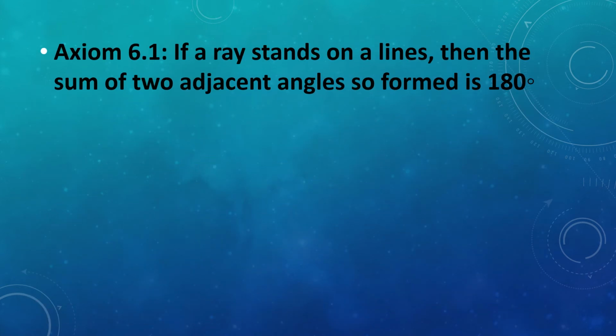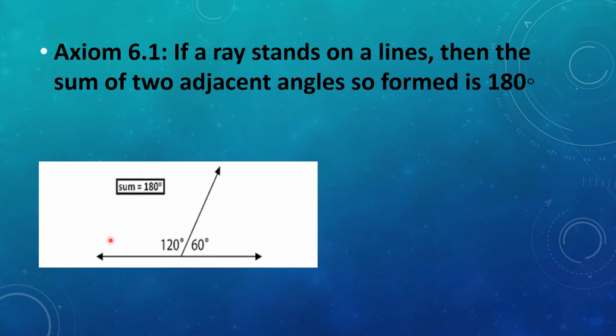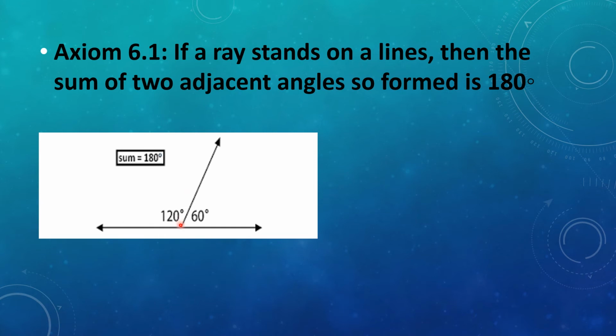Now let's study axiom 1. If a ray stands on a line, then the sum of two adjacent angles so formed is 180 degrees. Let's understand this through an example. Here you can see that a ray stands on a straight line and angles formed are 60 degrees and 120 degrees, and when I add them 180 degrees will be formed. So I can say that when a ray stands on a straight line, 180 degrees will be formed.